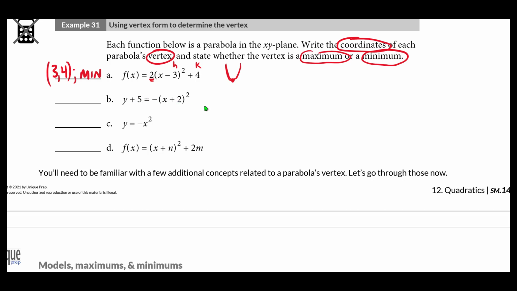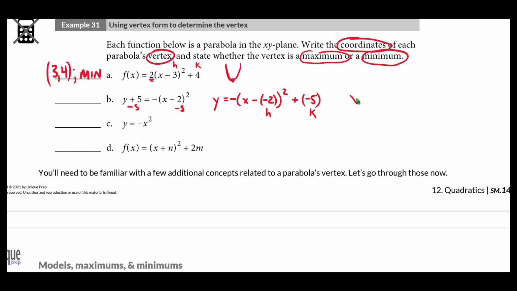In 31b, I am going to do a little bit of rearranging here. I am going to first of all subtract this 5 from both sides of the equation. I am then going to also rewrite that x plus 2 as x minus negative 2, and then I'm going to add the negative 5 over here. Minus 5 is the same as plus negative 5. So now that I have my equation in pure vertex form, I should be able to see that my h is the negative 2 and my k is the negative 5.